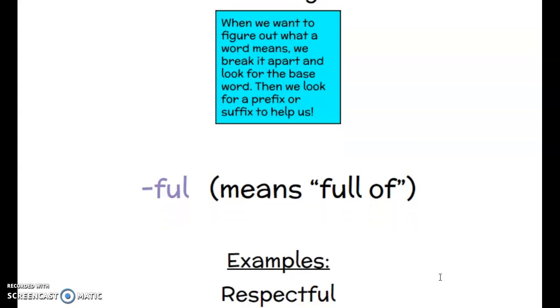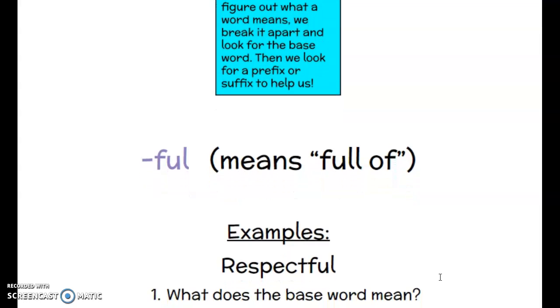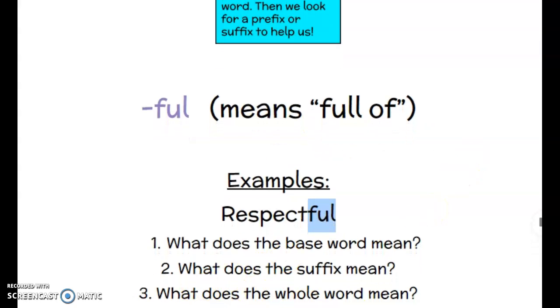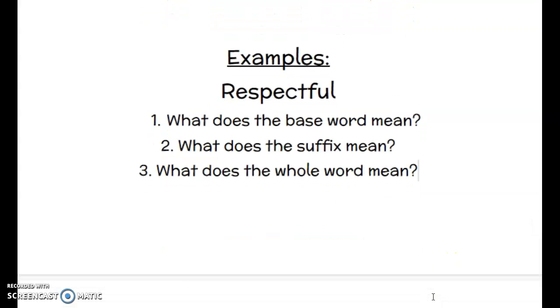So here's an example. Respectful. First, we want to think, what does the base word mean? And by the base word, I mean the word without the suffix on it. So respect. So respect is like we show respect to people. We're kind, we listen to them. Okay, so that's our base word. The suffix, well, we have our suffix here. It's full, which up here we said means full of. So what does the whole word mean? Respectful, full of respect.